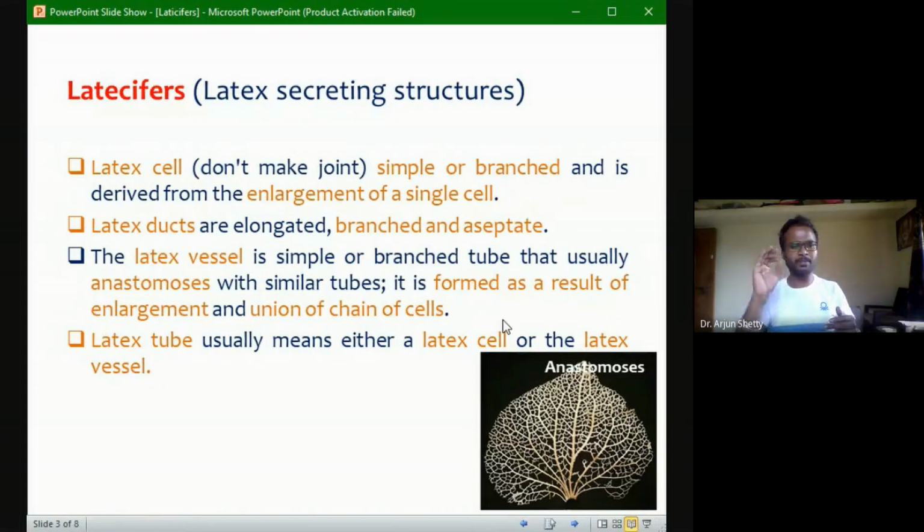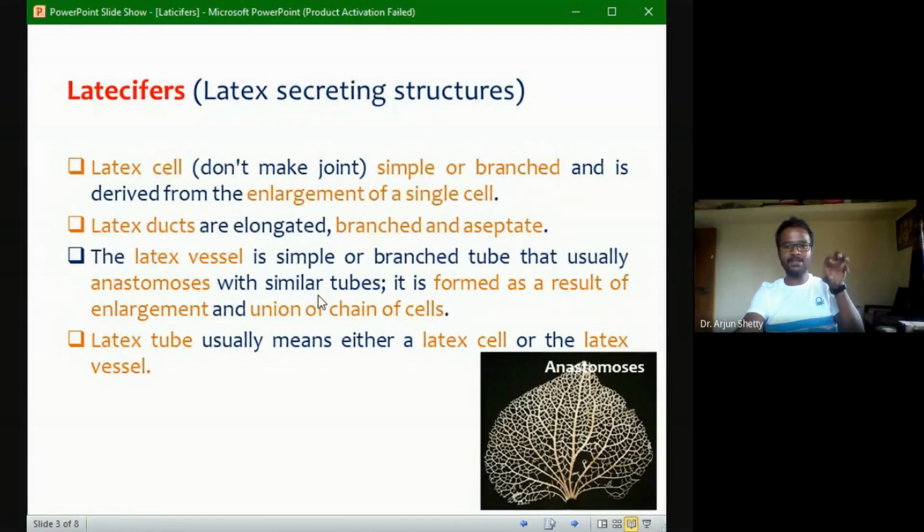Now coming to the most important and the most studied latex secreting structures, the latex vessels. These latex vessels may be simple or branched tube-like structures, and they usually anastomose. Let me tell you that anastomosis is nothing but two or many structures having many openings. I will explain in detail in the image. I think you can see it on the right hand bottom side of the image.